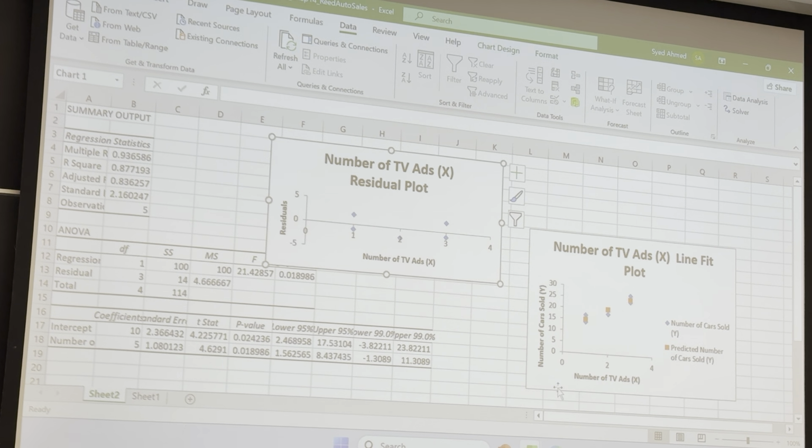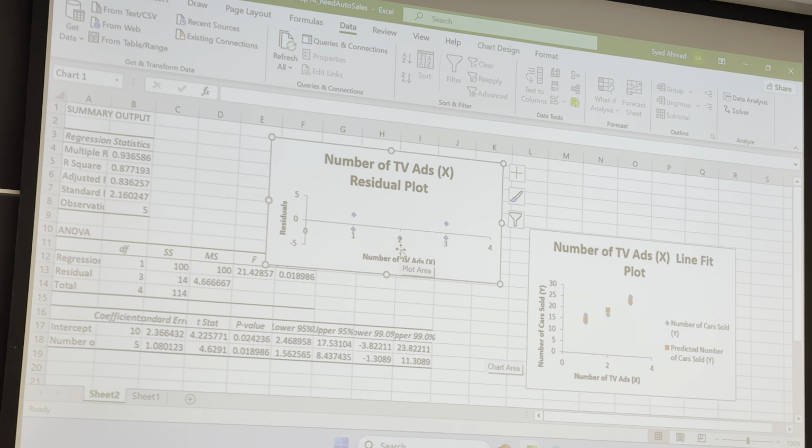And here is the residual plot. Do you see any pattern in these residuals? Five values, any pattern do you see? They seem to be randomly dispersed around 0. And that's what we expect.